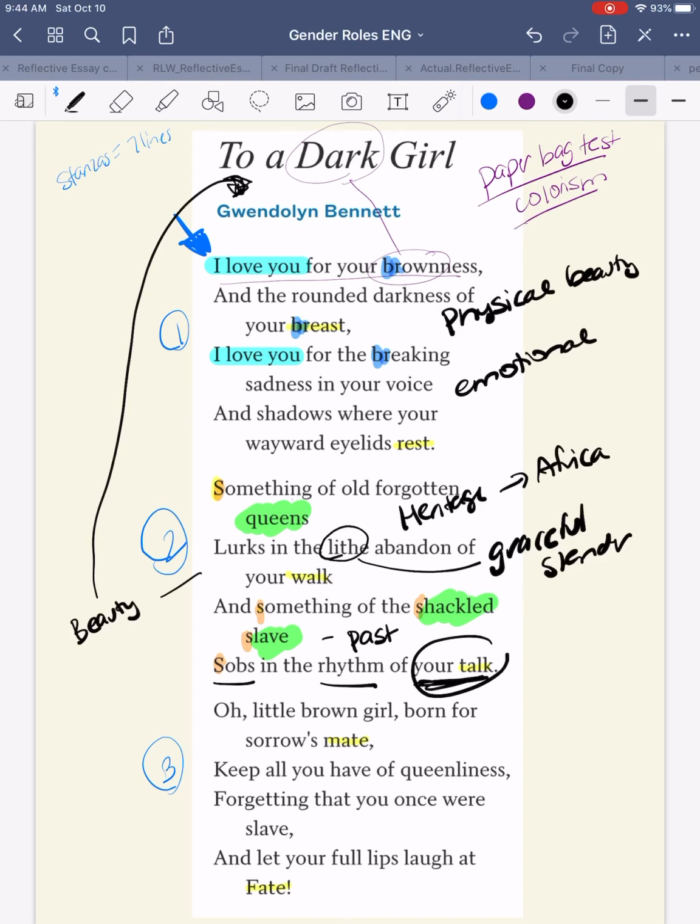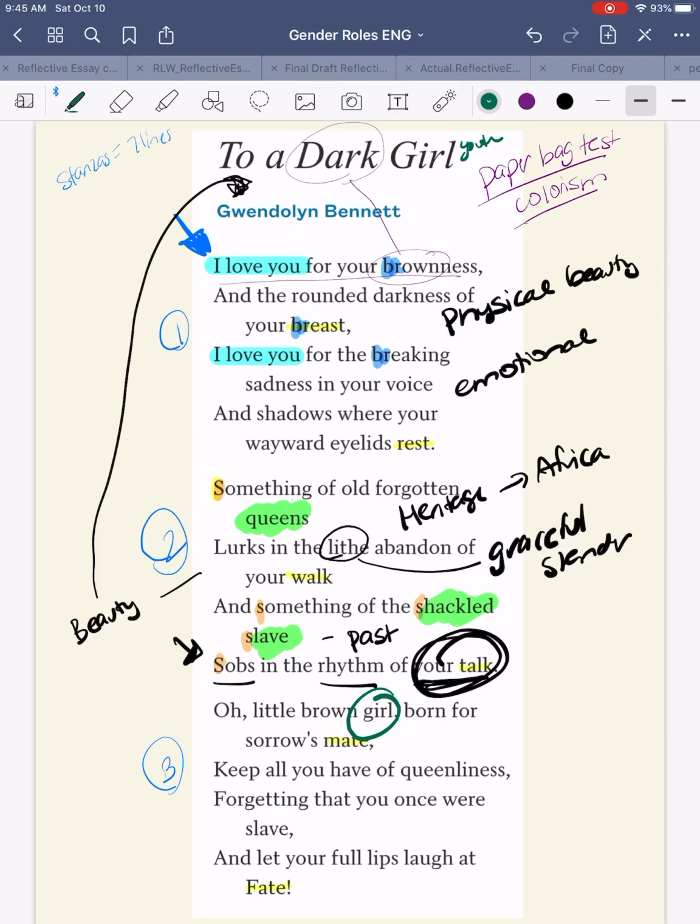What do you think she means by your talk? And what could be causing the sobs? So, an obvious answer, one would say, well, it's slave, it's shackled slave. But you think about what was going on in that time period and why a dark girl may be sighing. Also, the use of the word girl denotes youth here.